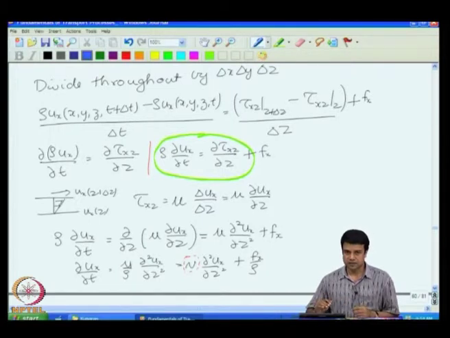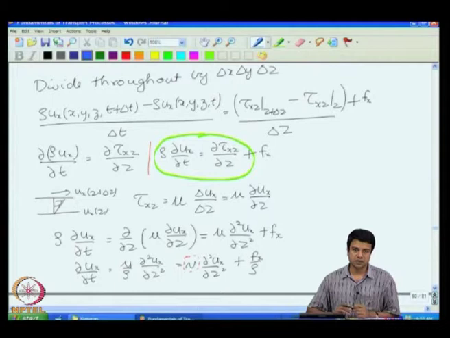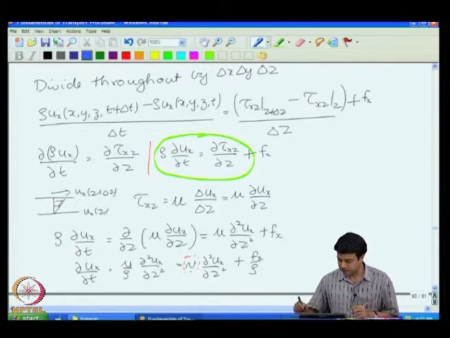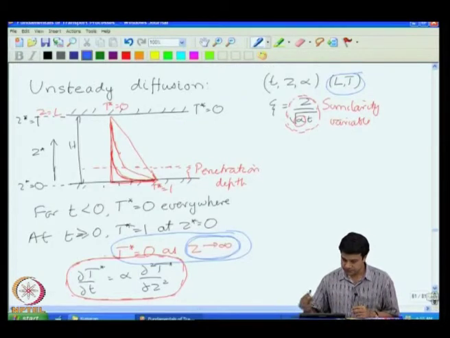Flow is only in the x direction, and there is a variation of the velocity only in the z direction, and the momentum conservation equation is identical to the mass and heat conservation equations, except that the velocity ux is substituted for c and T. The kinematic viscosity nu, or the momentum diffusivity, is substituted for the mass and the thermal diffusivity, and then we have a source term which is basically the body force divided by the density.